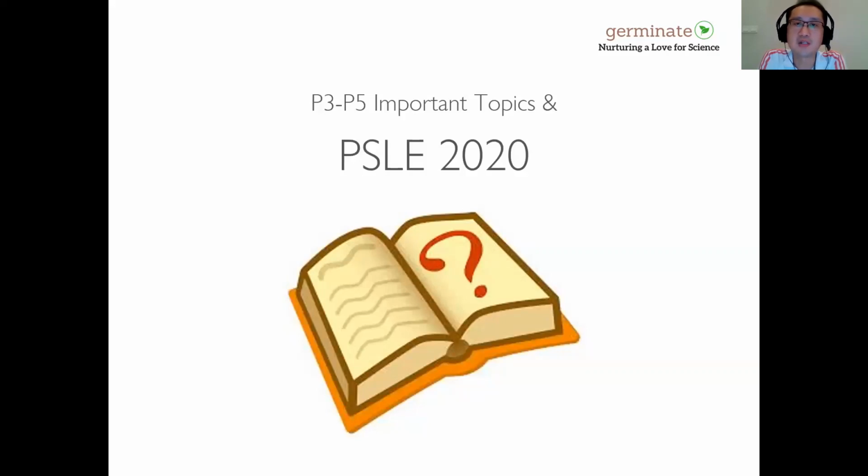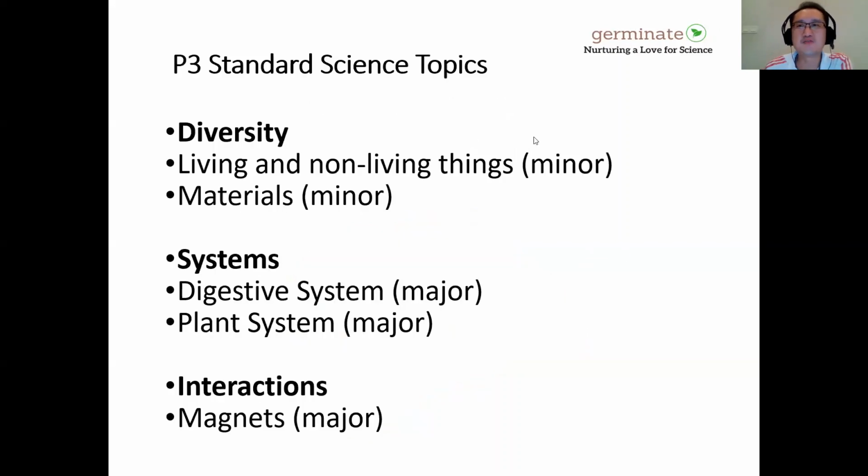But with the information that is already given to us, today I'll present two possible scenarios. In fact, I'll term them the worst scenario and the best scenario. I will explain why the worst is the worst, and why the best is the best. So let's talk about the P3 to P6 science topics.